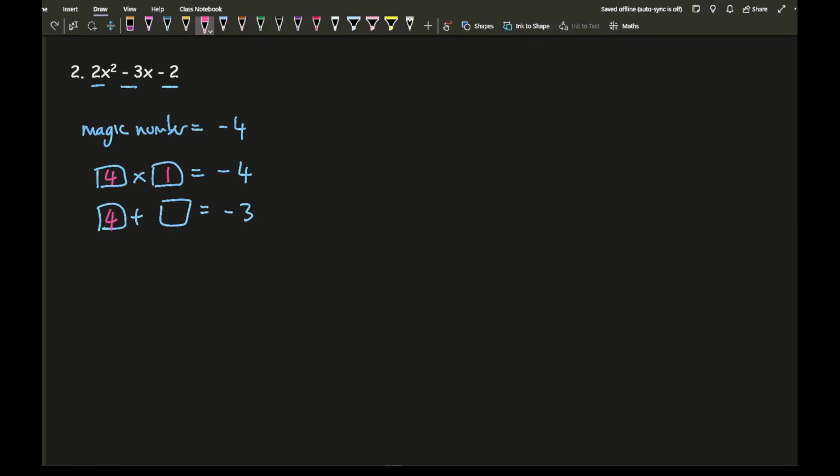And you might be thinking 4 plus 1 is 5, but if I turn that into a minus 4, then minus 4 times positive 1 gives me minus 4, and minus 4 plus 1 gives me minus 3. So here I write down the equation, so it's going to be 2x squared. Instead of writing minus 3x, I'm going to be using these two numbers instead. So I've got minus 4x plus 1x minus 2.